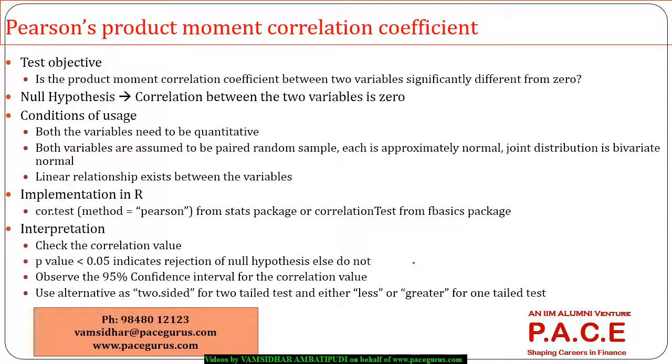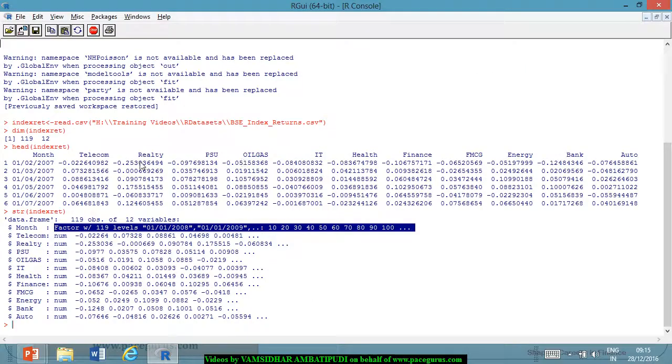Here comes the first one, Pearson's product moment correlation coefficient. Correlation is the strength of relationship, as I have highlighted earlier itself, right? Strength of relationship between the variables. That is what we are defining and describing the correlation as. So here my objective is to test, is the product moment correlation coefficient between two variables significantly different from zero?